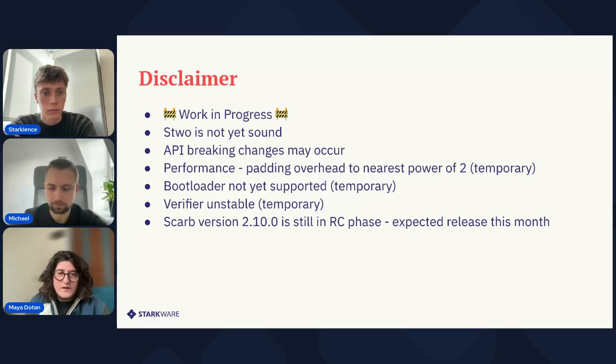The bootloader I'm going to skip because I don't know if it's relevant for this setting. The verifier is still unstable. We have a verify command that we'll see, but don't count on it quite yet. Hopefully within the next couple of weeks it will be stable enough to use. And the Scarb version that I will talk about is still not officially released. So we're using a branch that will be officially released and verified at the end of this month.